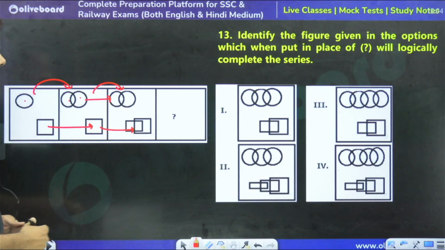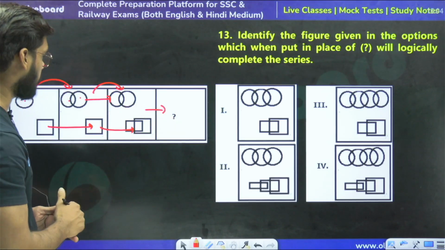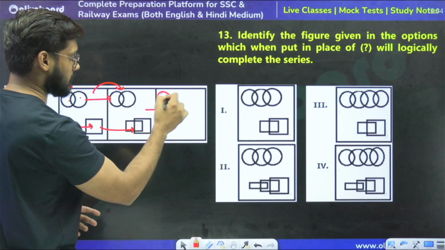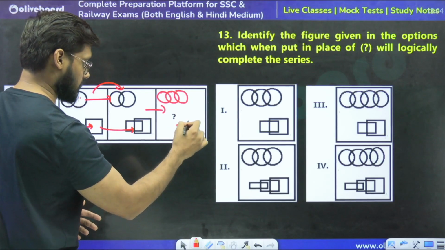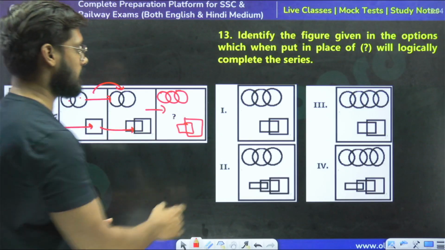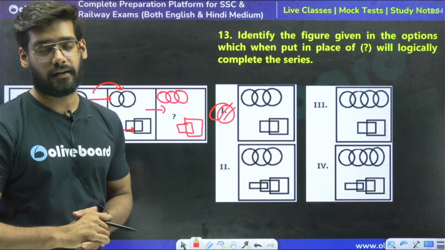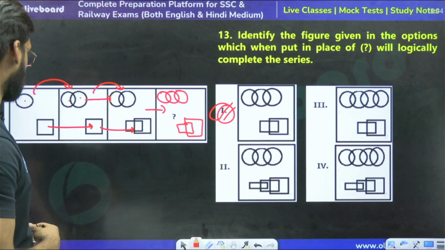Now from third to fourth, what should be increased? The circle should be increased. 3 circles should come and 2 rectangles should come like this. So 3 circles and 2 rectangles are there in option number 1, and hence option 1 is the right answer. I hope this is clear to you all, right? Let's move on to the next question.